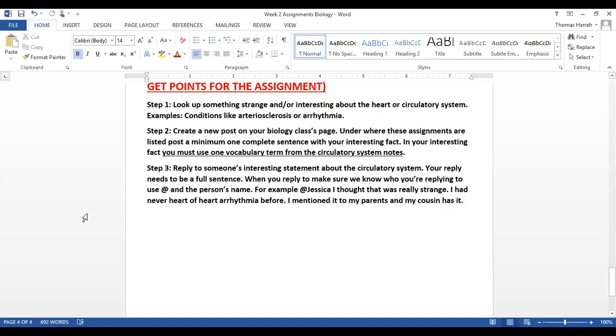Step 3, you're going to reply to someone's interesting statement about the circulatory system. Your reply needs to be a full sentence. When you reply, make sure we know who you're replying to. Use the @ symbol and the person's name. People did a pretty good job the first week doing this. Not everybody, but make sure you do it so we know who you're talking to. So for example, if you read Jessica's post and you want to reply to Jessica, then write the @ symbol and Jessica, and then your reply, @Jessica.